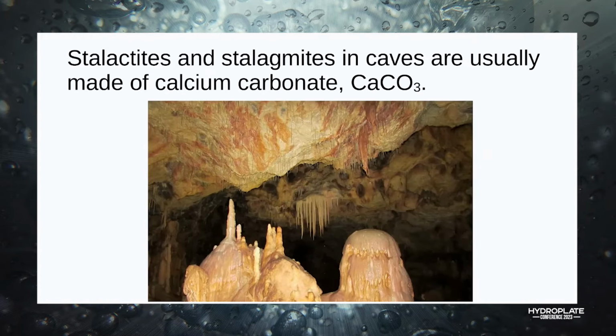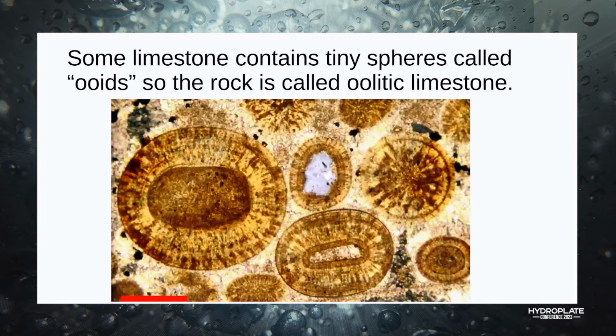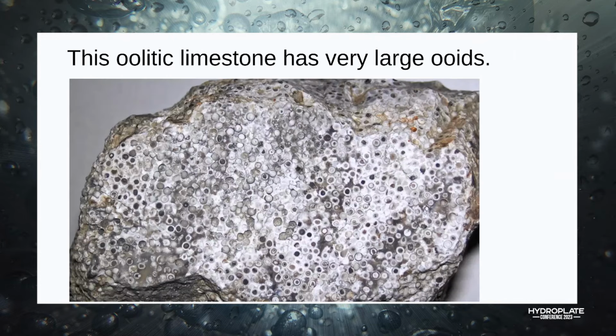Stalactites and stalagmites in caves are also usually made of calcium carbonate, again precipitating out of the water. Some limestone contains little spheres called ooids, so the rock is called oolitic limestone. This is a picture that was taken under a microscope. They sliced the rock so you could see a cross-section of the ooids. And you could see there's a core. The limestone was forming around something, a sand grain or something.